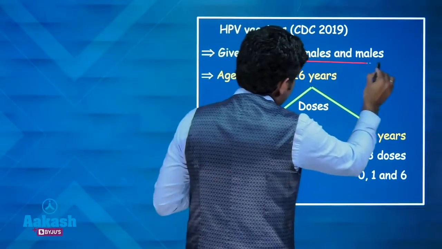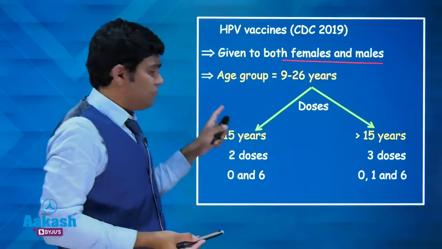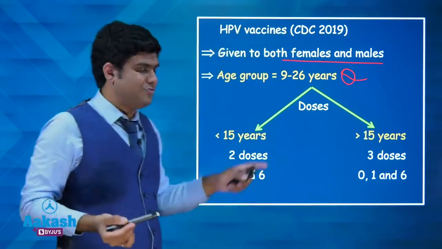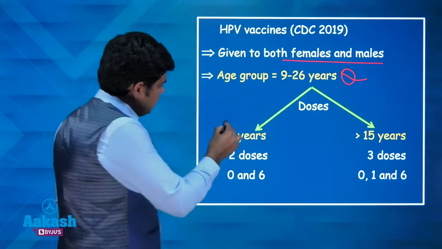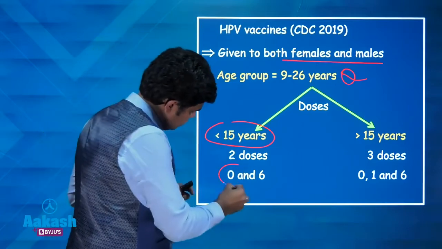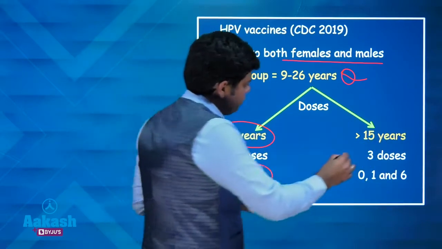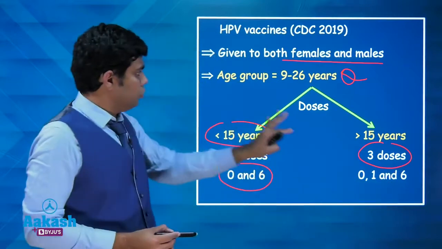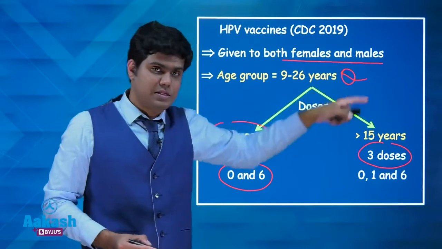So the guideline for HPV, again important, can be asked. The HPV vaccine can be given to both males and females according to CDC 2019. And what is the age group? Again it is asked, 9 to 26 years is the age group for HPV vaccination. The doses depend upon the age group. In age group below 15 years, 2 doses should be given at 0 and 6 months, whereas after 15 years, 3 doses should be given at the interval of 0, 1 and 6 months, right. So the dosing frequency is important, the age group is also important. It can also be given to males, right.